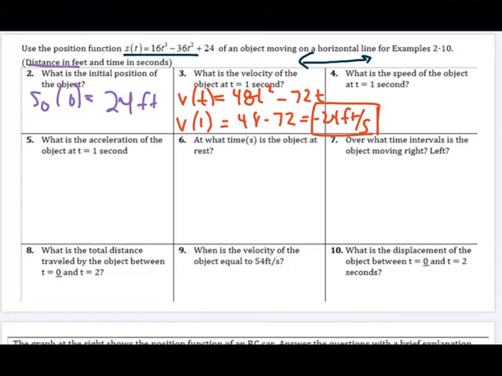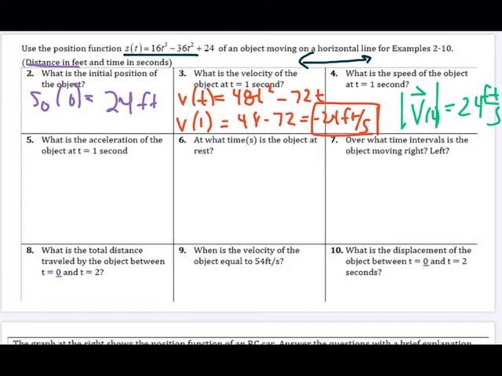Number 4 is asking you for the speed of the object. Now, speed is not talking about acceleration, so that's not what this question is asking you. It's asking you to take the absolute value of the velocity vector, which is, I should say, the velocity vector evaluated at 1, which is 24 feet per second.